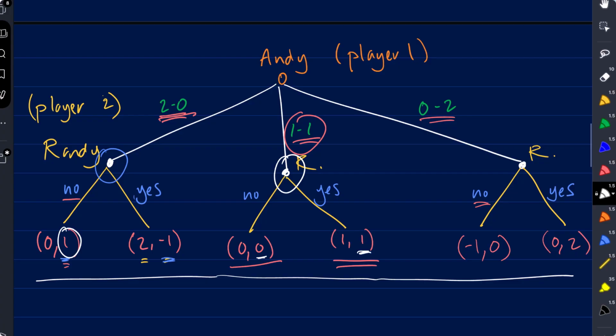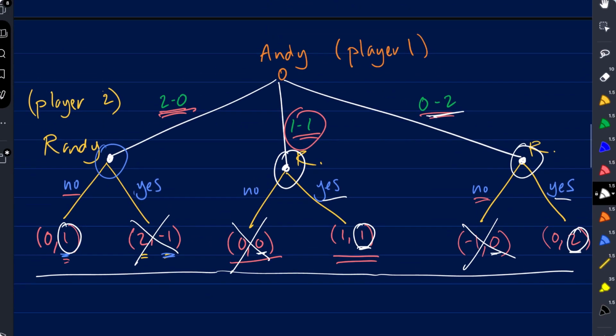So he's going to choose yes to get the 1. And if Randy ends up over here after the 0-2 split by Andy, then Randy has a choice of 0 or 2. So he's going to choose yes to get the 2. Okay, so this outcome here is never going to happen. This outcome here is never going to happen. And this outcome is also never going to happen.